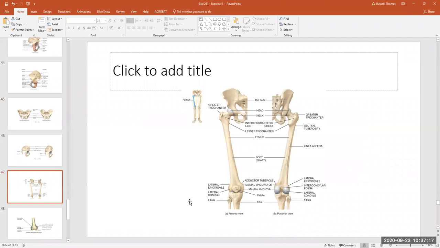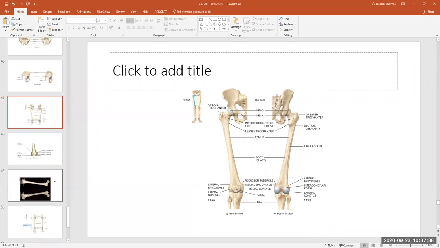All right, let's talk about the lower leg bones, because I'm really running out of time. I know your brains are tired, and you have another class in 20 minutes. But nonetheless, we're going to talk about the femur, the upper leg bone in your thigh, the largest bone in the body, the two lower leg bones in your shin, and then the bones of your foot.